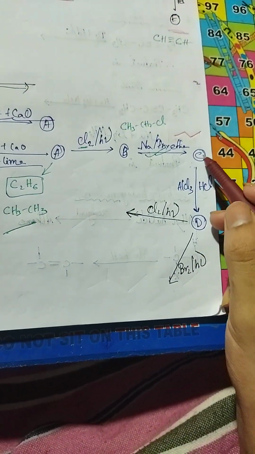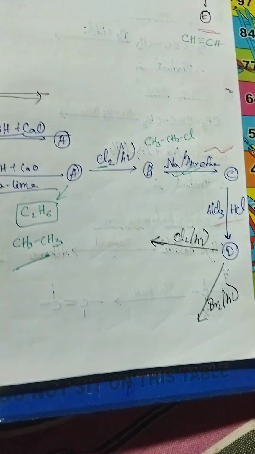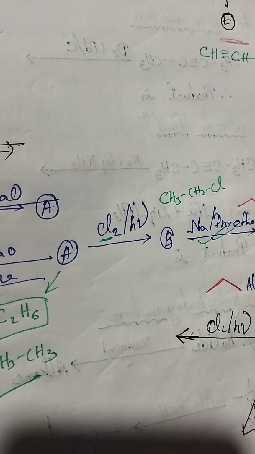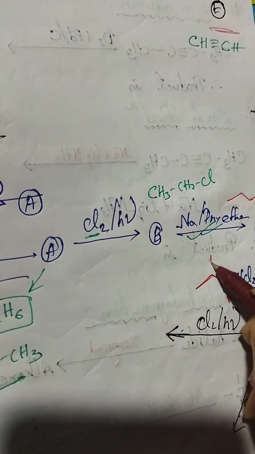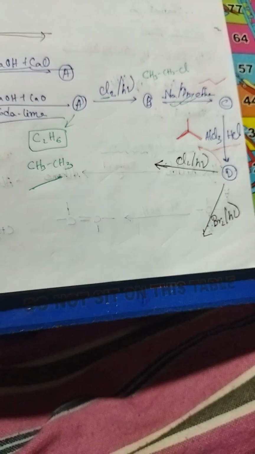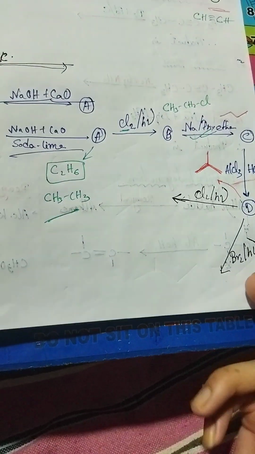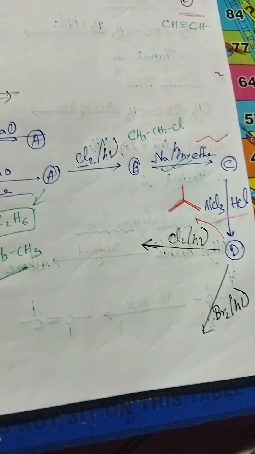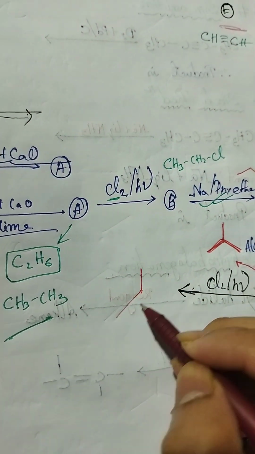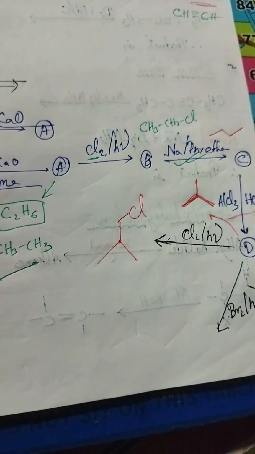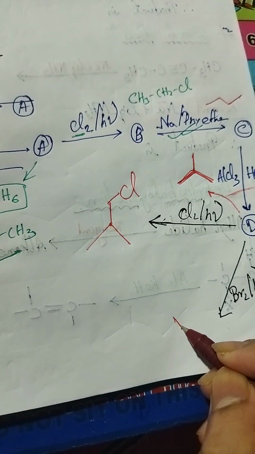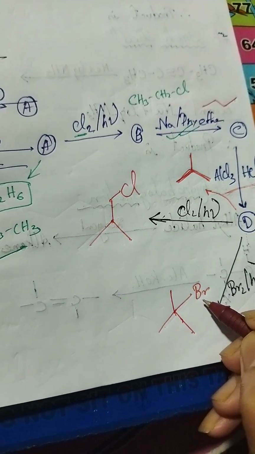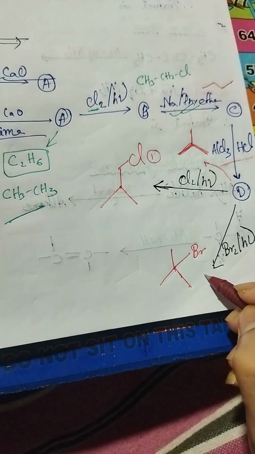Here AlCl3 and HCl. Here the product D is this. In this reaction also we need, so in the previous page, in this case for chlorine this is the major product, and for this bromine the major product is tertiary bromide, not the primary bromide.